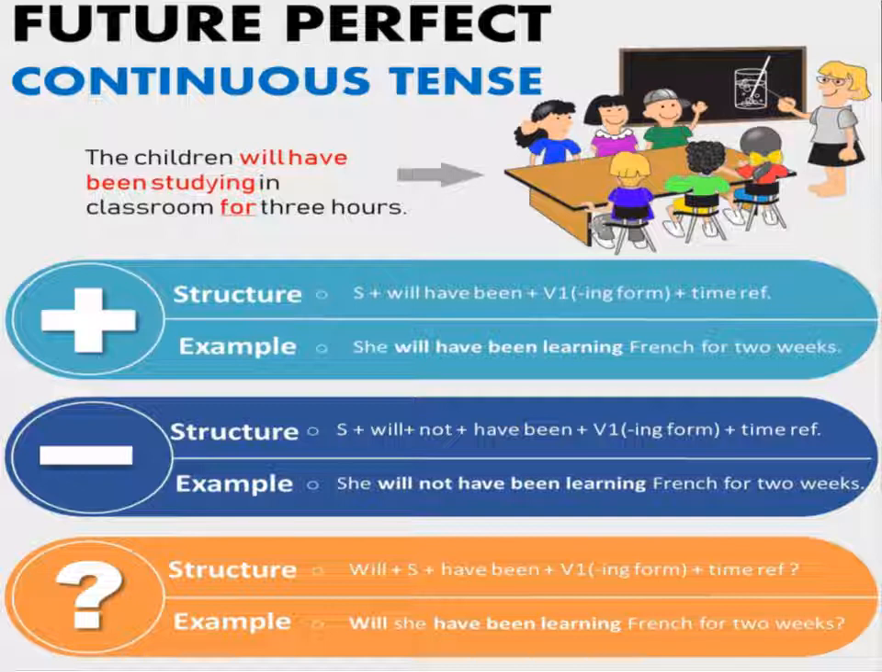Interrogative case structure, will plus subject. Here, like the future perfect, we start with will followed by the subject. So will plus subject plus have been plus verb ing. Example, will she have been learning French for 2 weeks? So these are the 3 forms of the future perfect continuous tense.